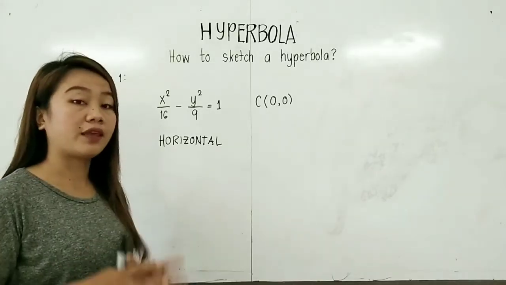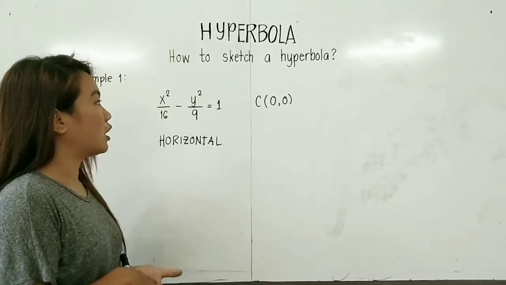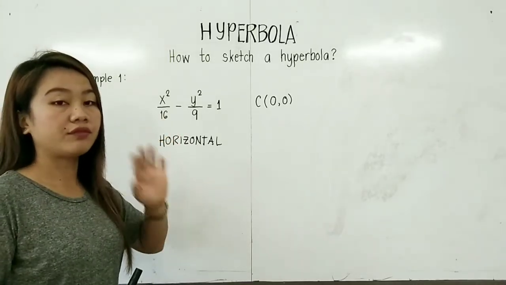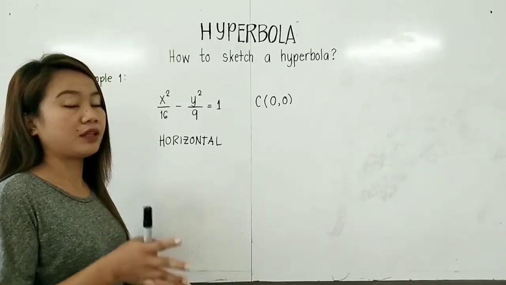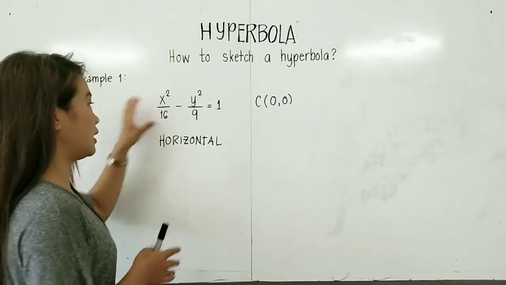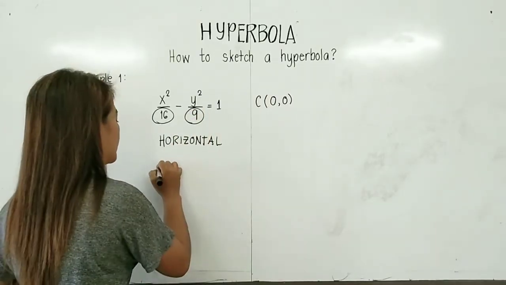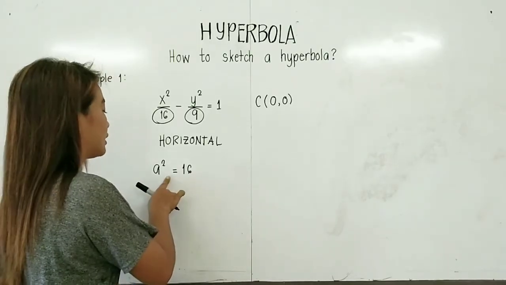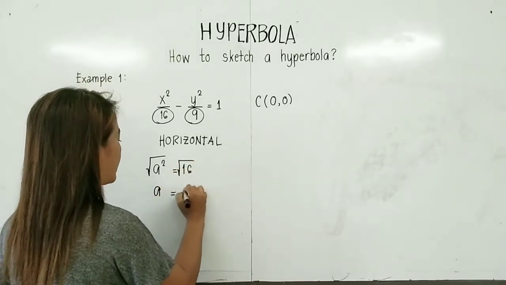Next, we will identify the a, b, and c values for this hyperbola. Now, in our equation of a hyperbola, a squared is always the denominator of the positive variable. So whichever is the positive, the denominator of that is a squared. Here our positive variable is x. Therefore, this is the a squared and this is the b squared. So our a squared is 16. Since this is a squared and we are looking for a, we will get the square root of both sides. So we have our a is positive 4.